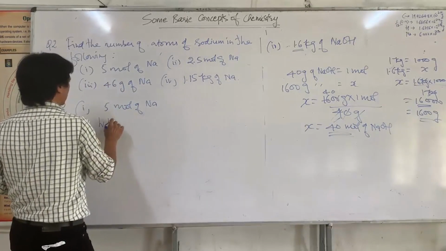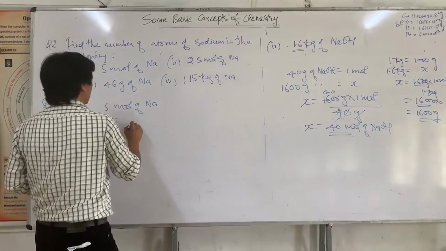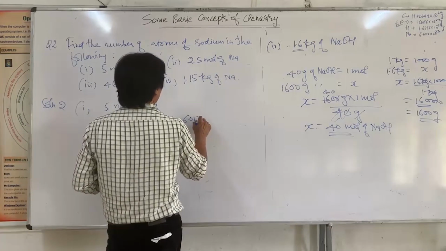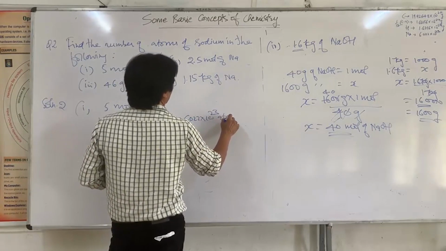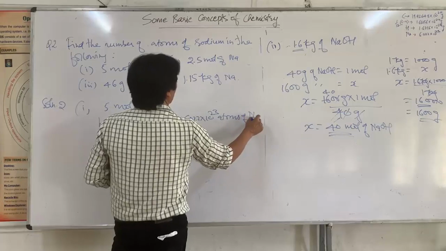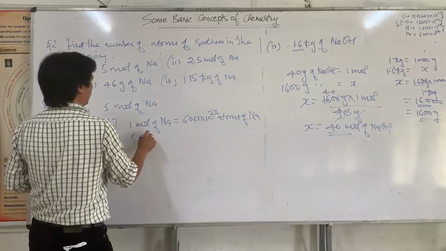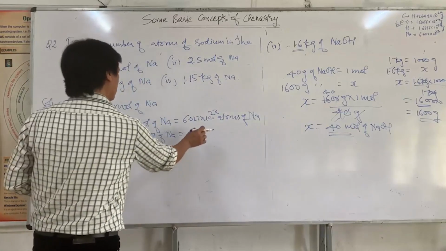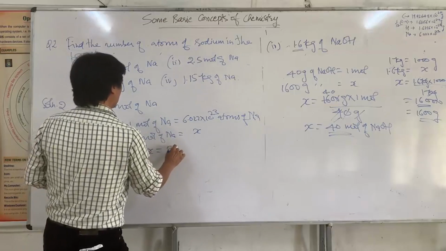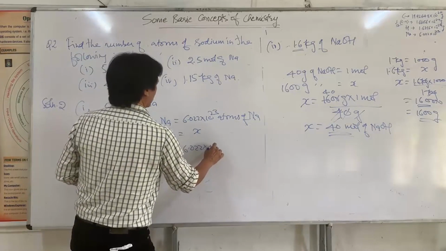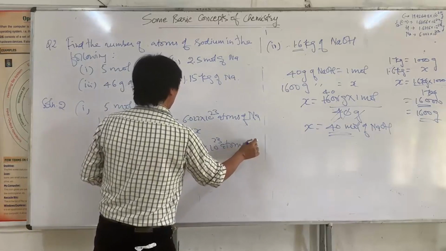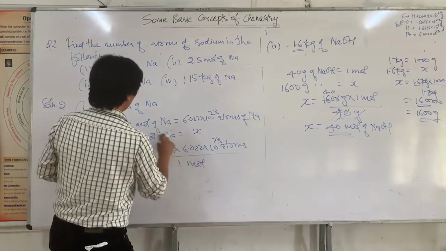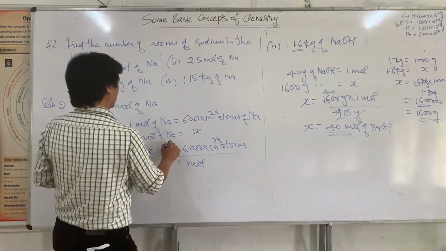Now we know that 1 mole of sodium contains 6.022 into 10 raised to the power 23 atoms of sodium. So when you have 5 moles of sodium, it contains how many atoms? Take it as x, cross multiply: x is equal to 5 into 6.022 into 10 to the power 23 atoms of sodium divided by 1 mole. This is actually 5 moles, sorry.